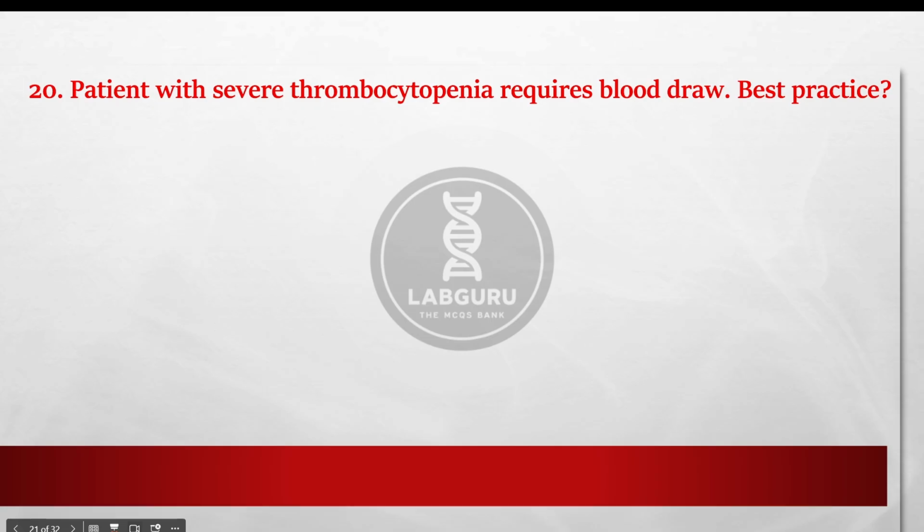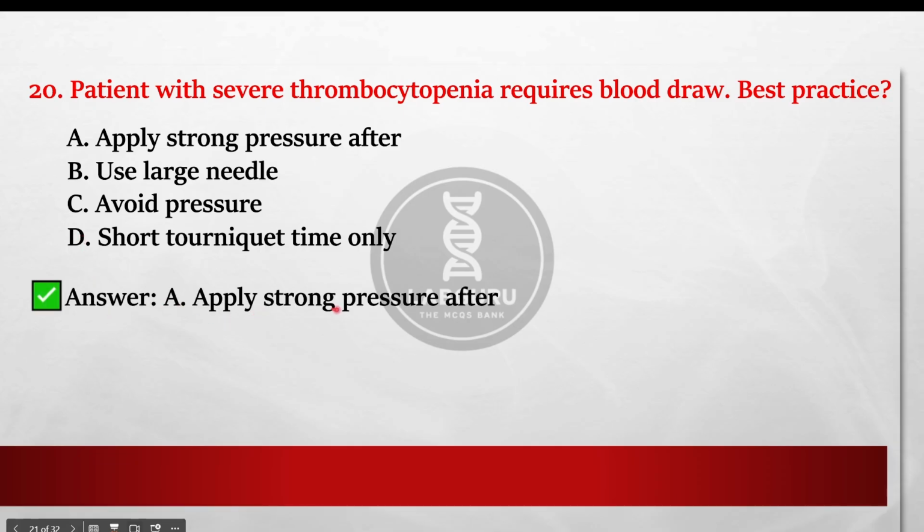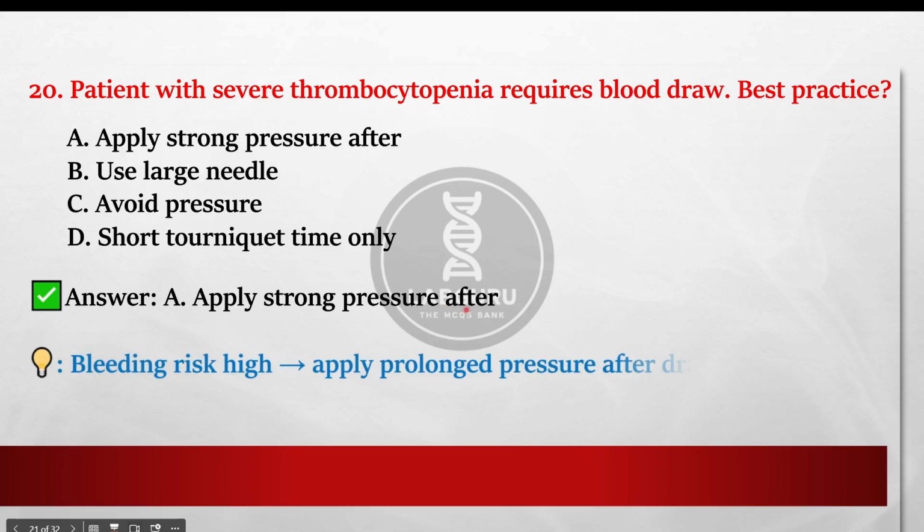Question number 20. A patient with severe thrombocytopenia requires a blood draw. Best practice will be to apply strong pressure after. Option B is use large needle. Option C, avoid pressure, and option D is short tourniquet time only. The right answer is to apply strong pressure after the blood collection, because there is a bleeding risk. The bleeding risk is high for these patients, so apply prolonged pressure after drawing the blood.